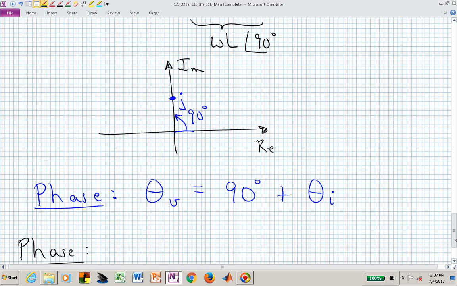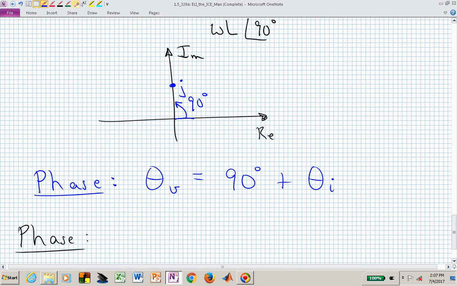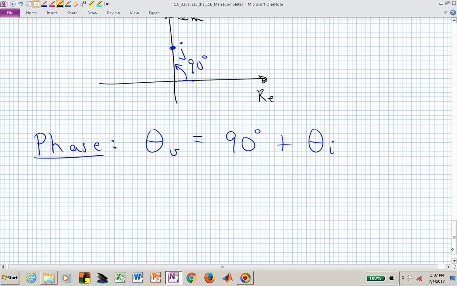And this now allows us to determine a particular relationship between the voltage and the current. If we simply subtract theta sub I from both sides, we see that for an inductor, the separation or the distance between the angle of the voltage and the angle of the current, theta sub V minus theta sub I, is 90 degrees.